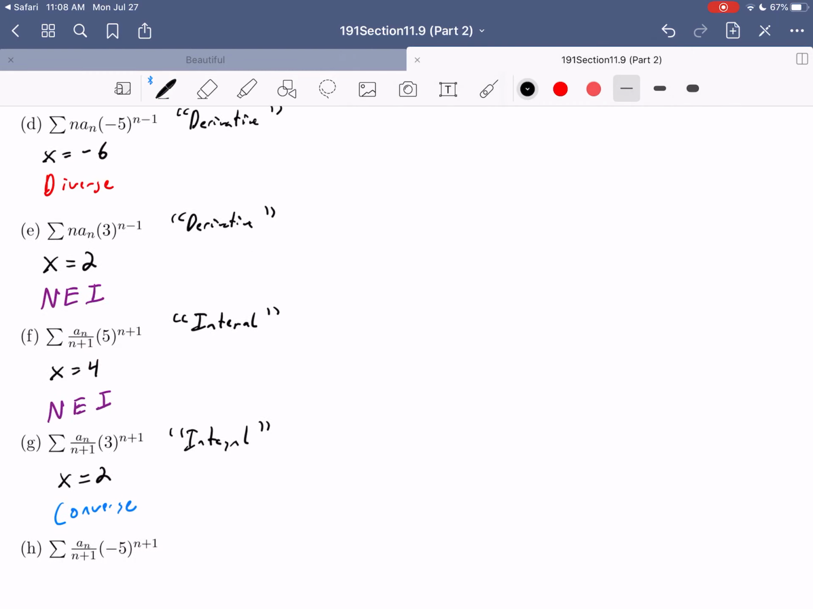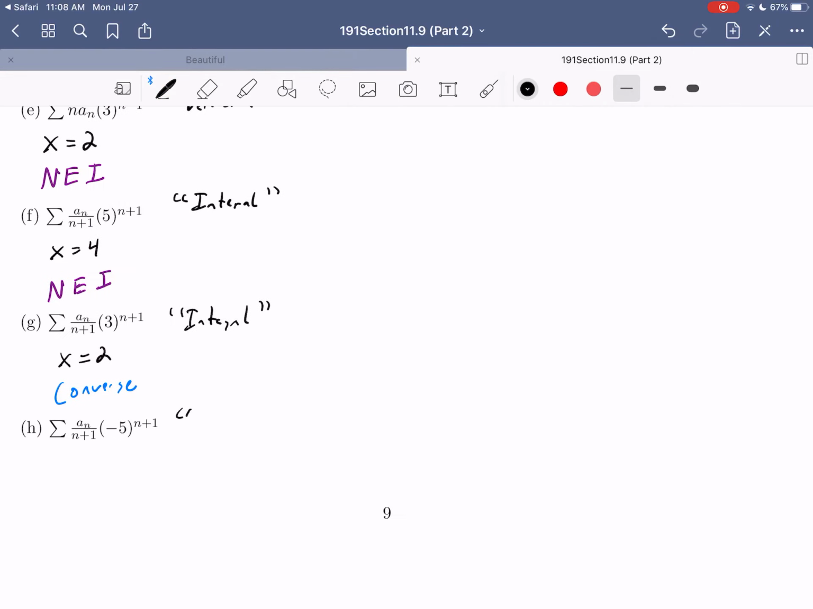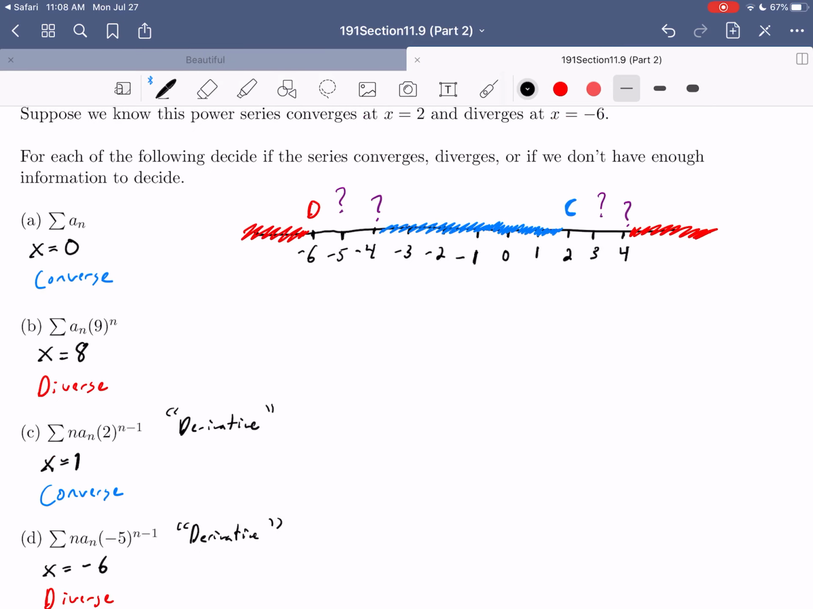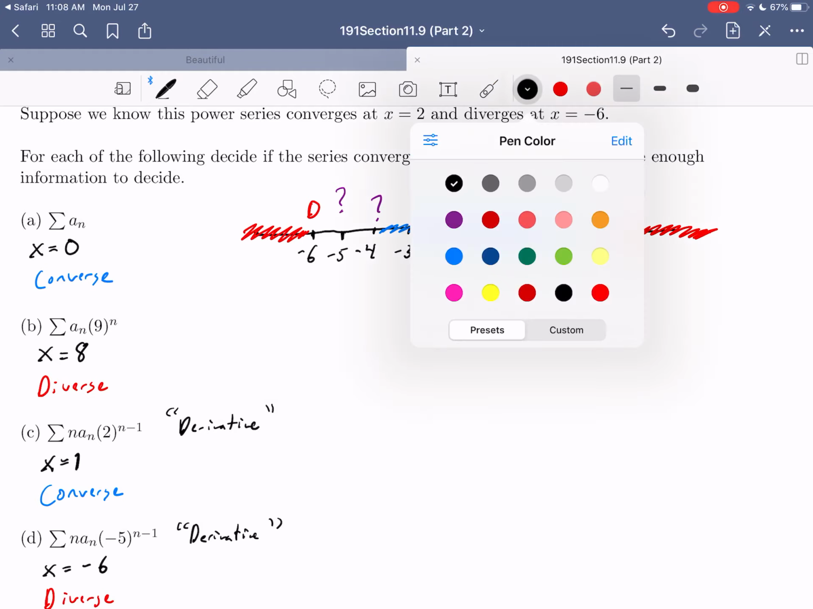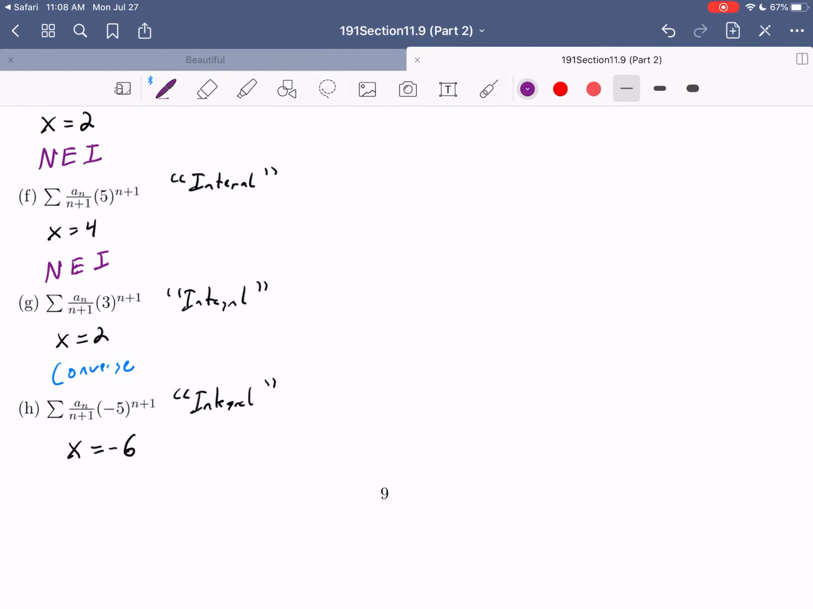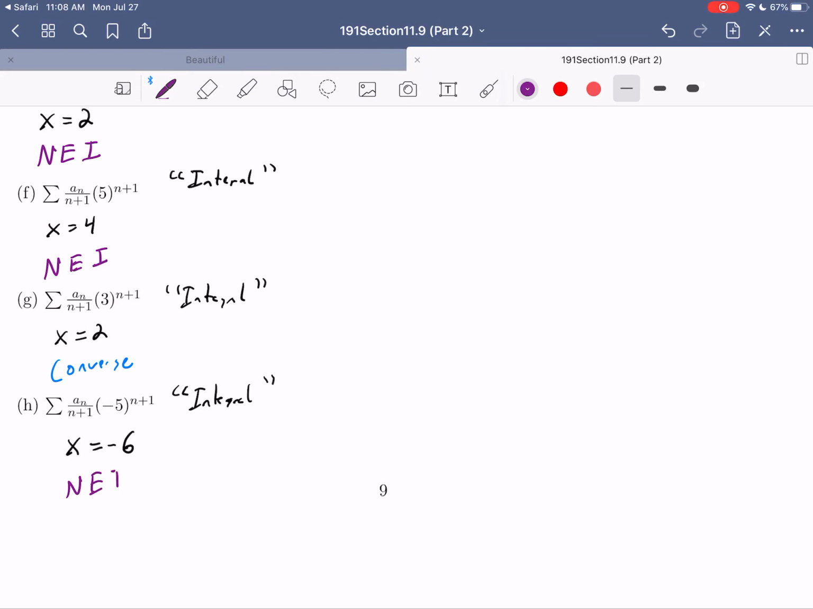All right, last one. We again have another case of the integral here. Since we have a -5 in there, this must be x equals -6. -6 is right here. If it's not an endpoint, the integral won't do anything. But if it is an endpoint, since it's a divergent endpoint, the integral might potentially change it to convergent. So that tells us that this will be an example of not enough information.